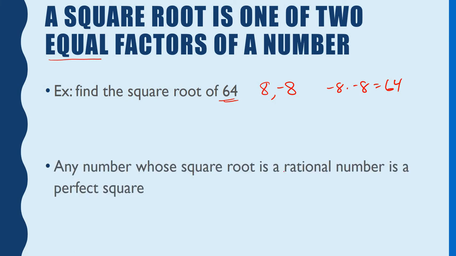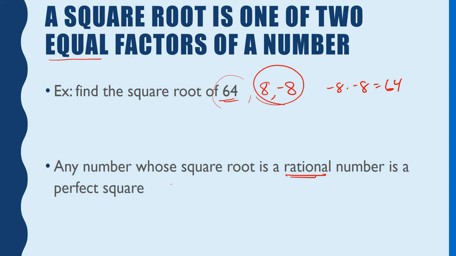Any number whose square root is a rational number is a perfect square. In other words, if the values that we get for the square root can be written as a rational number, then we call this a perfect square. 64 is a perfect square.